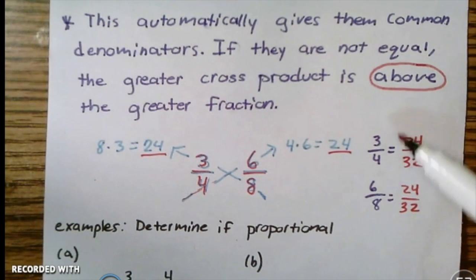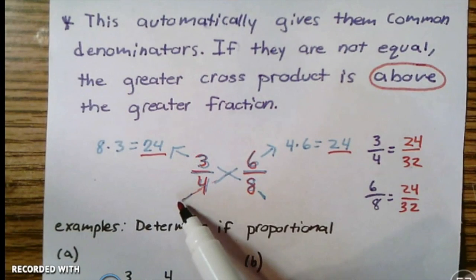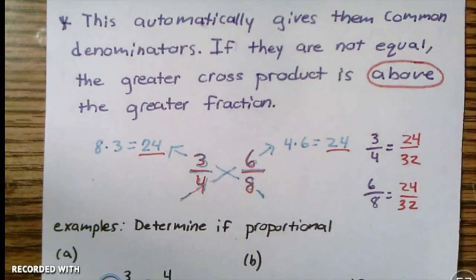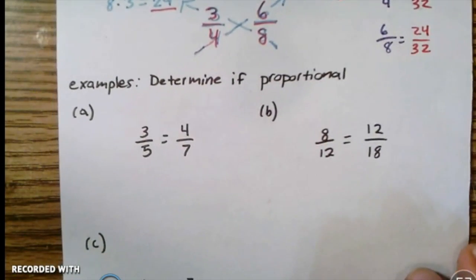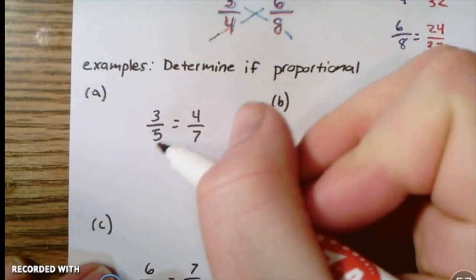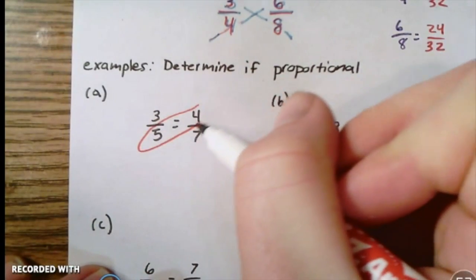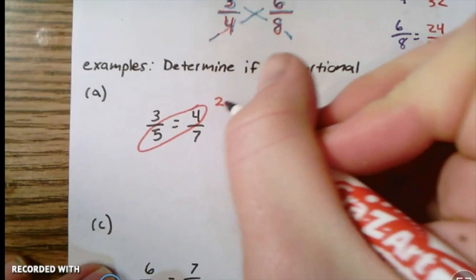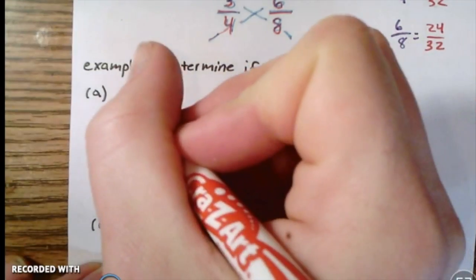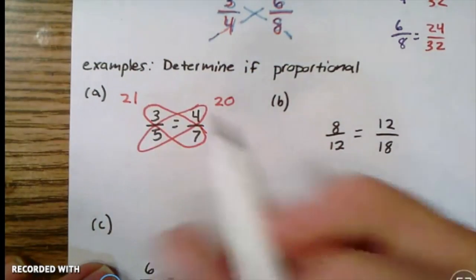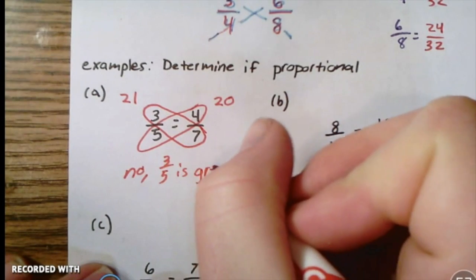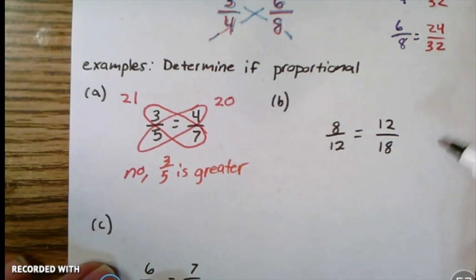So instead of taking the step to write them out this way, we can just multiply straight across this way and straight across that way and compare the fractions. All right, here are some examples. Determine if they are proportional. So what we're going to do is 5 times 4, which is 20. And then 3 times 7, which is 21. So are these proportional? No, they're not. 3/5 is greater.